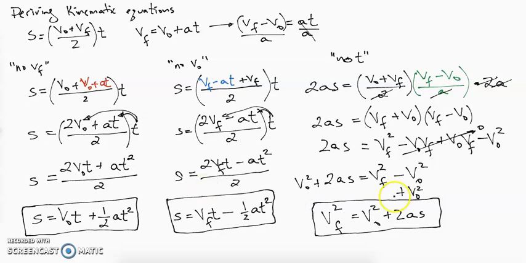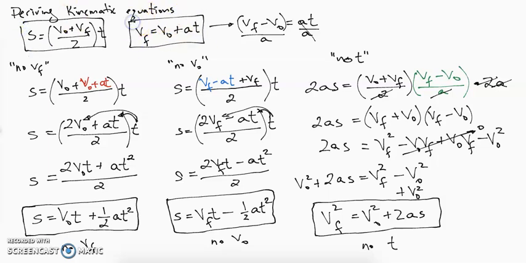All right, and we have here three new equations. This one has no VF, this one has no VO, and this one has no T. These three equations, plus our two starting equations, the no A and the no S equations, are quite useful for analyzing different physical situations where all we're recording is our distance, time, and speed, or acceleration, and to calculate the unknown.